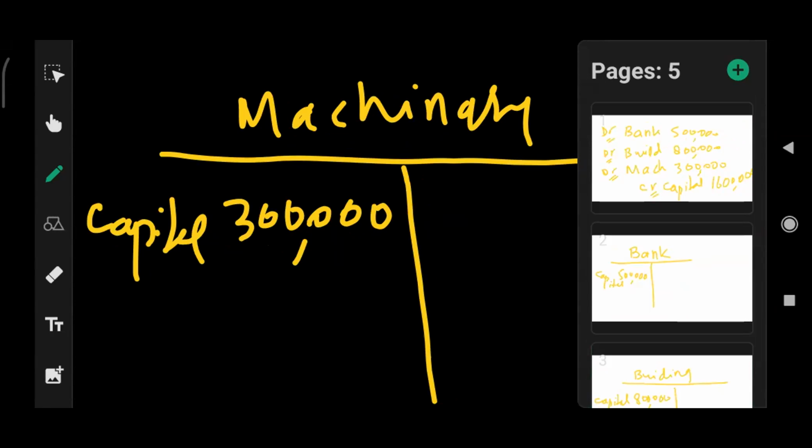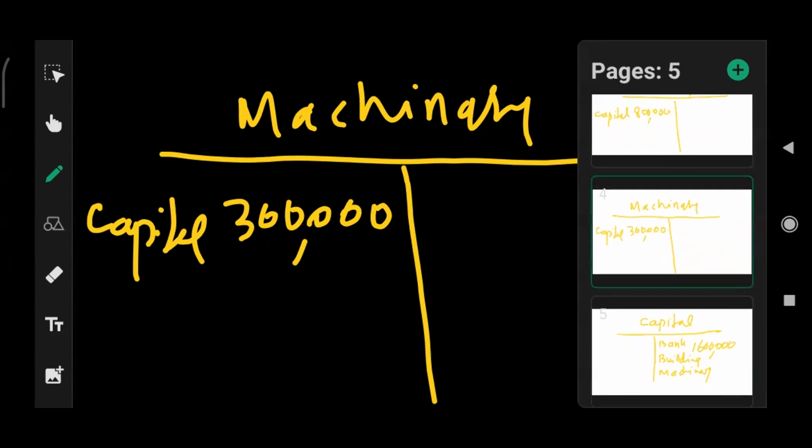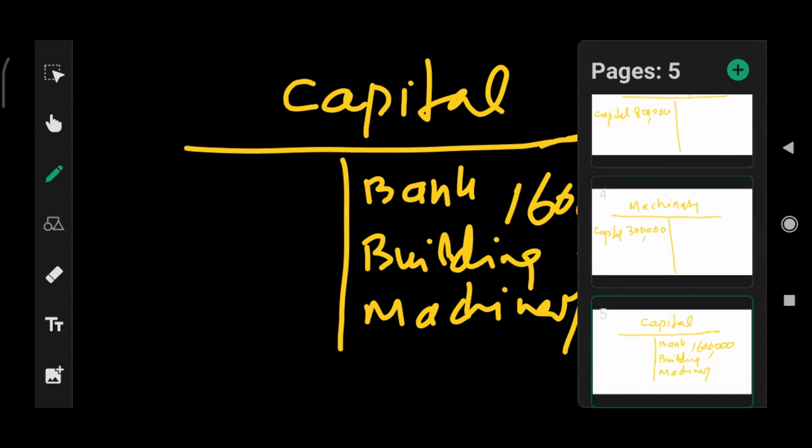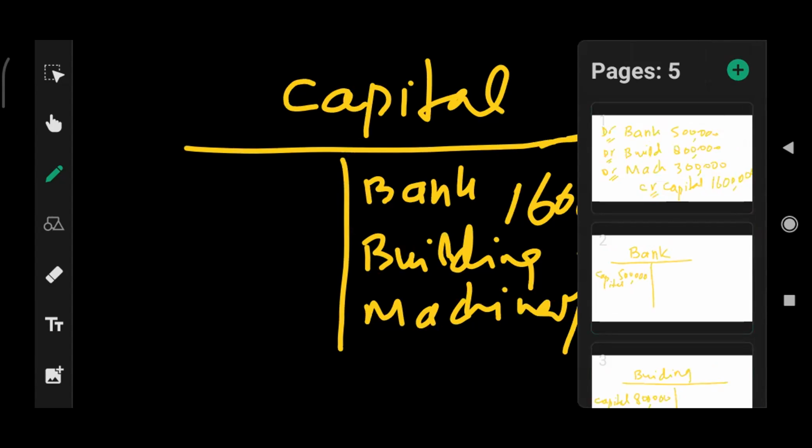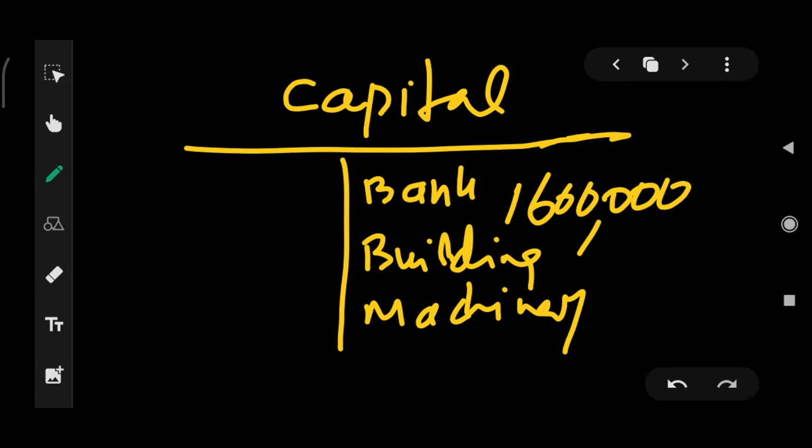Then I have to post this credit capital. I will open an account of capital and I will record 1,600,000 on the credit side because capital is credit with 1,600,000. I will write all the debits with it. So 1,600,000 is capital in the form of bank, building, and machinery. These are the three things invested into the business, and this was the first transaction which we posted successfully.